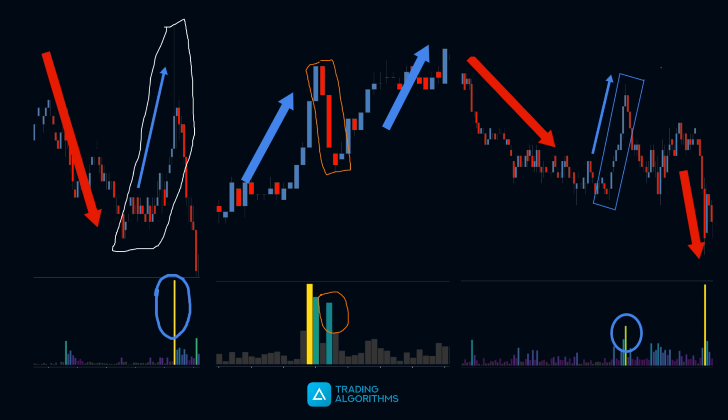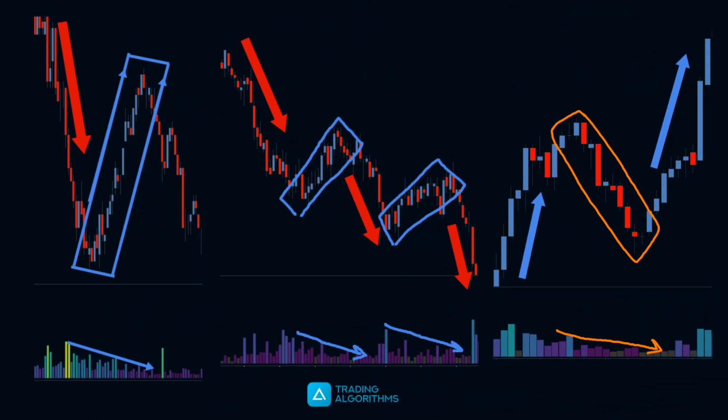Therefore, it is less frequent than the others. The second common type of correction is similar to the previous one, but it usually lasts longer, the candlestick directions are mixed, and there is no spike in volume at the end. A characteristic feature of this correction is a systematic decrease in volume as the correction develops.